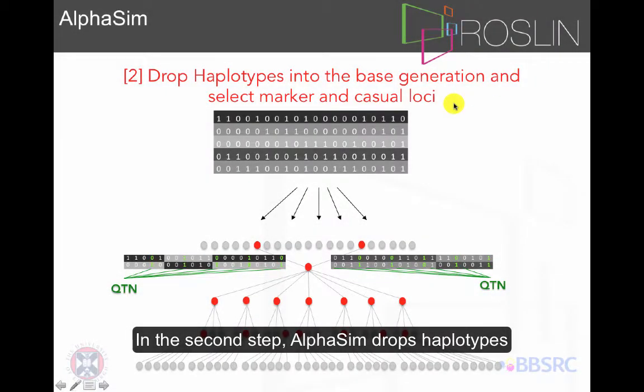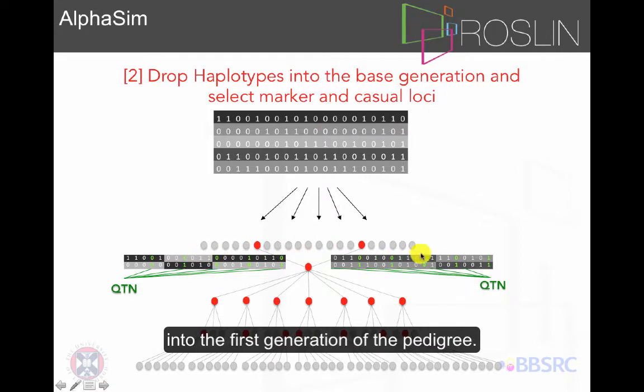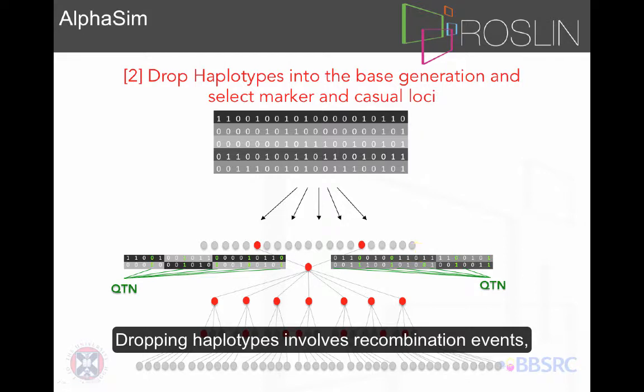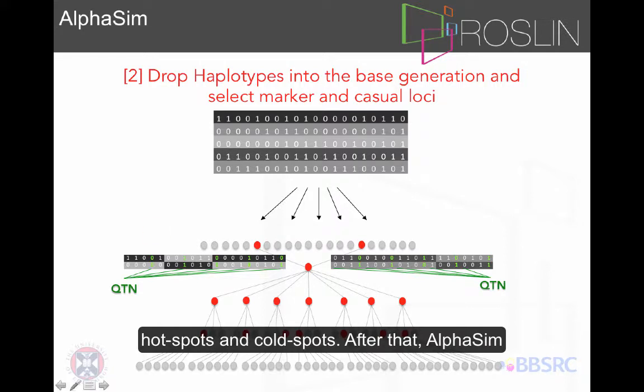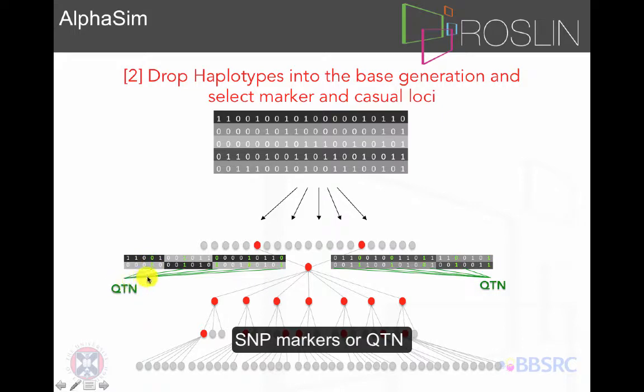In the second step, AlphaSim drops haplotypes into the first generation of the pedigree. Dropping haplotypes involves recombination events, which are randomly distributed across the genome or localized in hot and cold spots. After that, AlphaSim samples segregating sites to be either SNP markers or QTN.